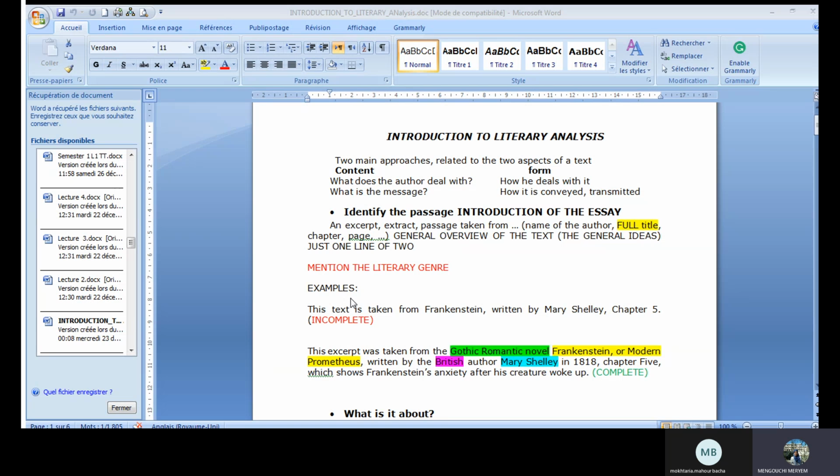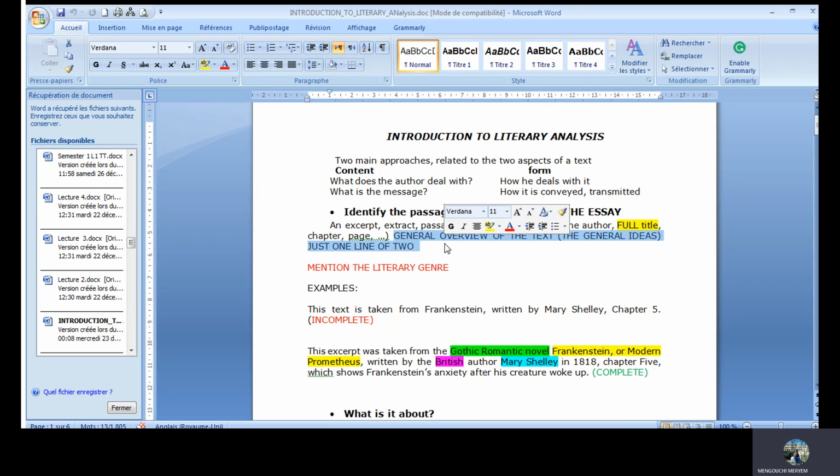So let's take the example. When I was speaking about the identification of the passage, I said it's the first step in your analysis. Whether we ask you to identify the passage or not, you will always have to identify it. Always make the introduction of your essay the identification of the passage, even if we don't ask you to. It's very important that you do it. So you should mention the name of the author, the full title of the literary work, the chapter, and the page. And provide a general overview of the text, that is the general idea, in just one line or two.